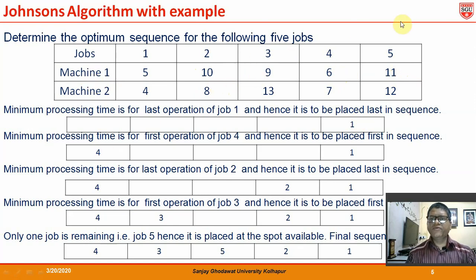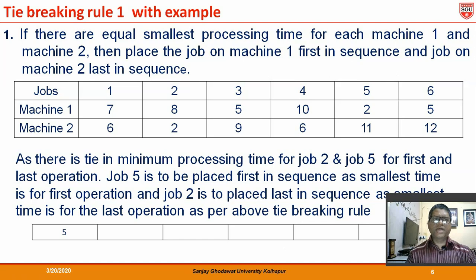Then out of the remaining, the shortest processing time is 8, and it is for the last operation of job 2. So, job 2 is scheduled last. Then you compare 3 and 5, and you will find the shortest time is 9, for the first operation on job 3. So, job 3 is scheduled first, and then only one place remains. So, there we have scheduled job 5, and this is the optimal sequence that we have followed, which will reduce the idle time. Let us see the tie breaking rules.